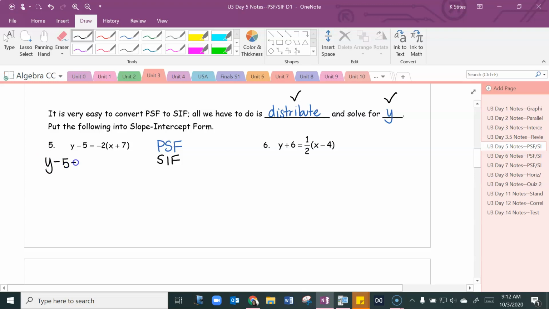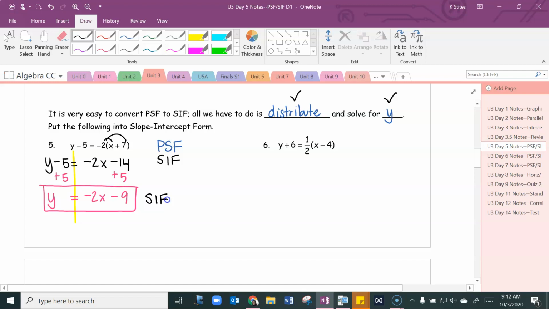Bring down your y minus 5 and distribute negative 2x minus 14, and then we're solving for y, so I just have to add my 5 on both sides. And that gives us a negative 2x. Negative 14 plus 5 is negative 9. And there you go. This is slope-intercept form, or SIF.